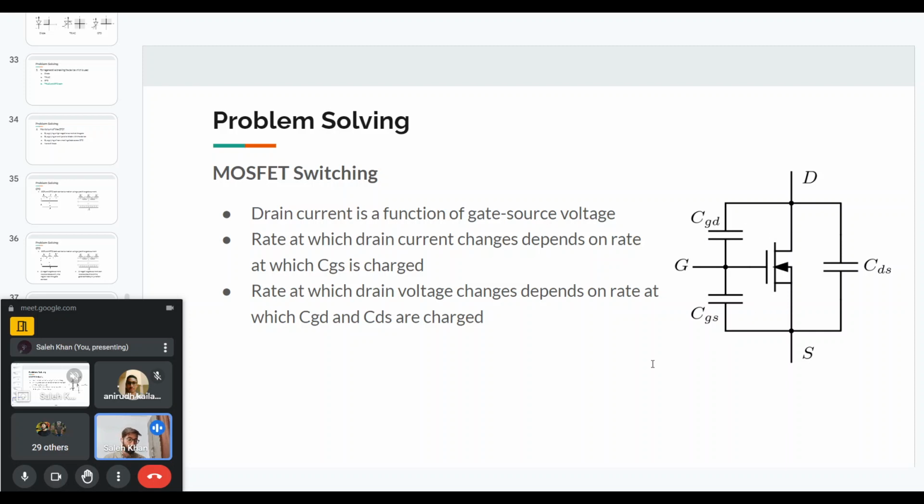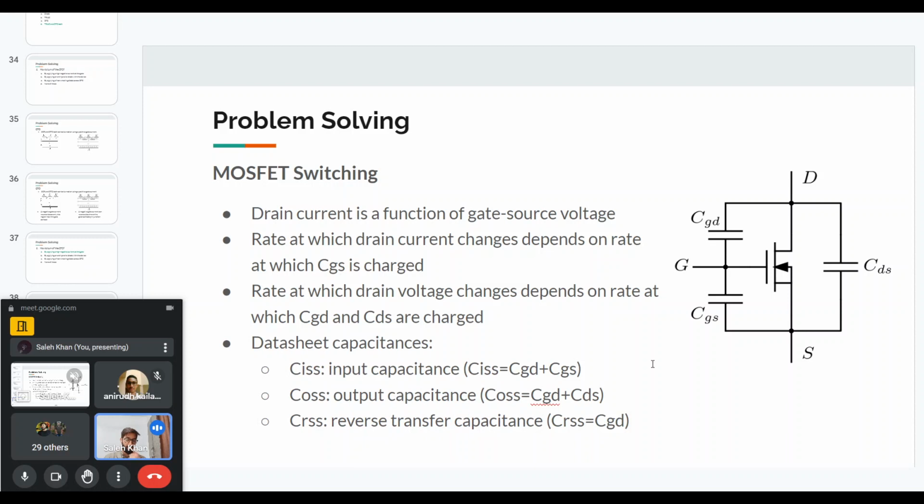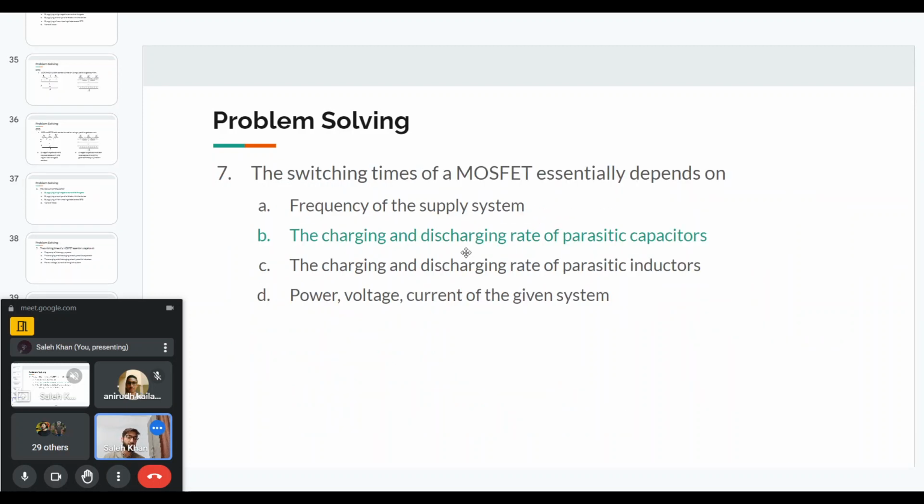These capacitances are given in the data sheet as CISS, COSS, and CRSS, which are combinations of these capacitances. You can see their values. They are what is called non-linear capacitances. They don't have a constant value. Their value changes depending on the voltage VDS. Anyway, that is going into more detail, but the point here is that the charging and discharging rate of the parasitic capacitance is what determines the switching times of the MOSFETs.